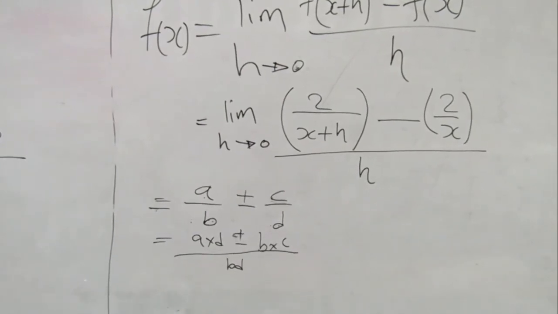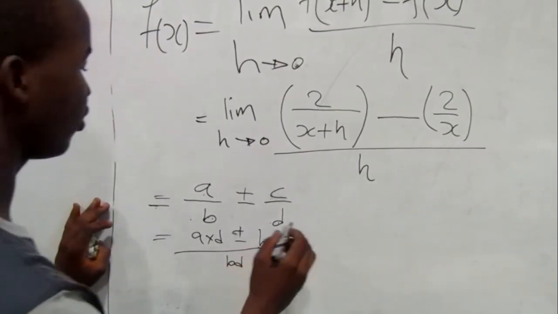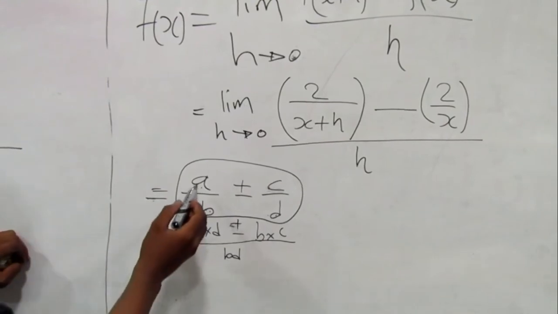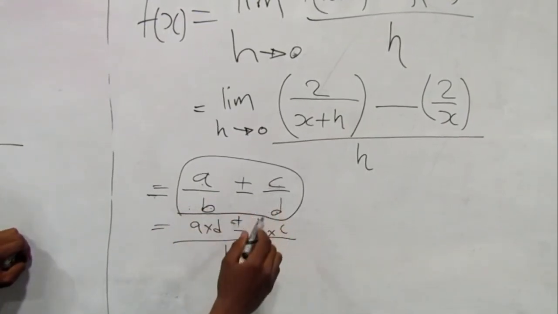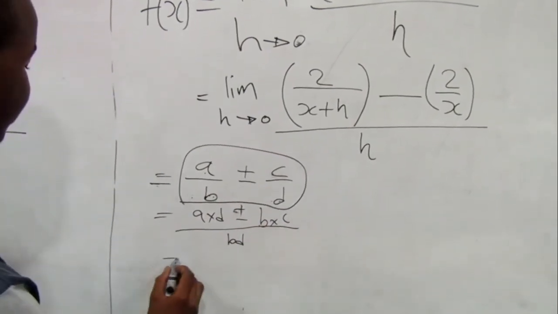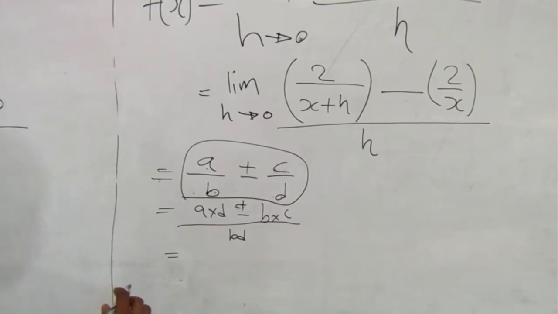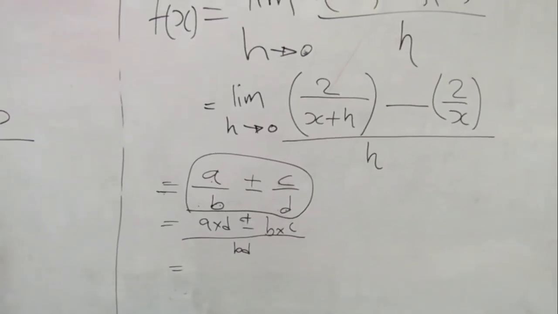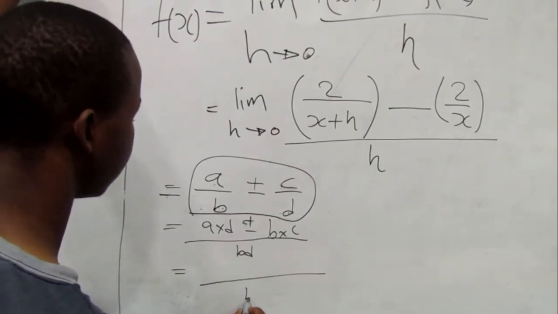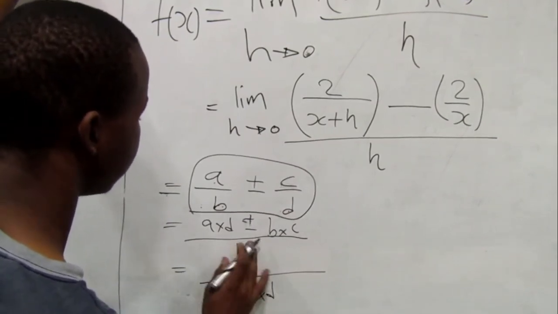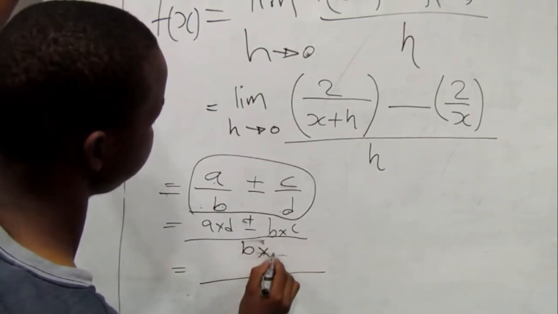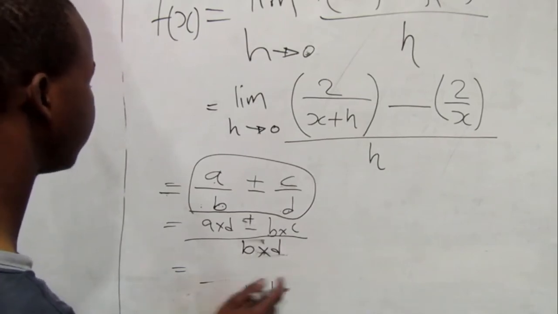To simplify this, you either use this method of saying a times d plus or minus b times c, the whole divided by b times d, or you can use this method of taking the highest common factor. The highest common factor is b times d. Again here our highest common factor is b times d.